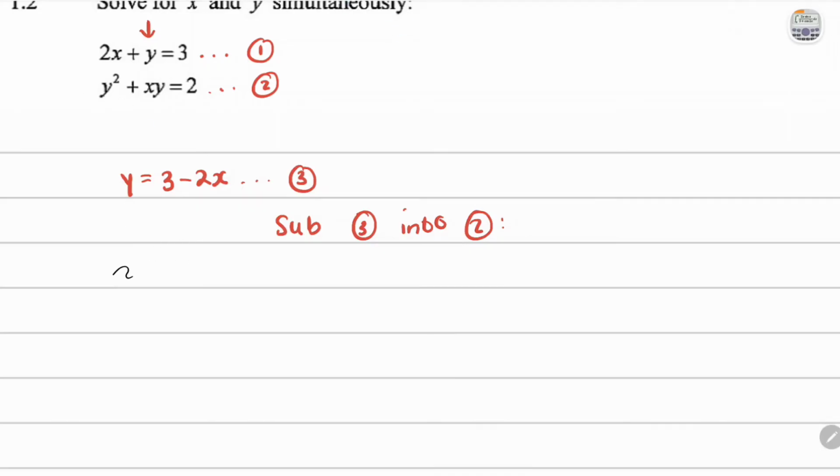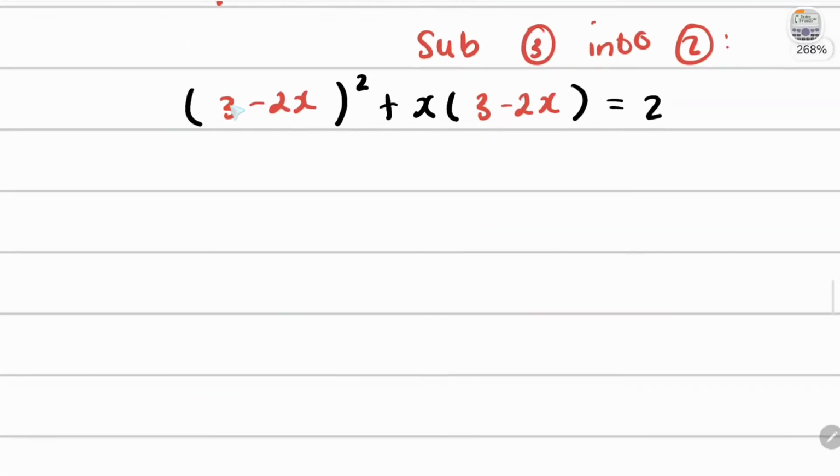So we have y squared. In place of that, we're going to say (3 minus 2x) squared. And then we have plus x and then multiply by 1, so we'll replace it with 3 minus 2x. And then this is equal to 2. Okay, so let's go ahead and simplify.